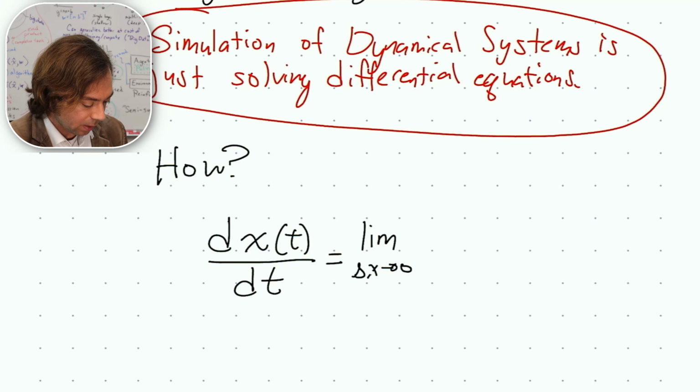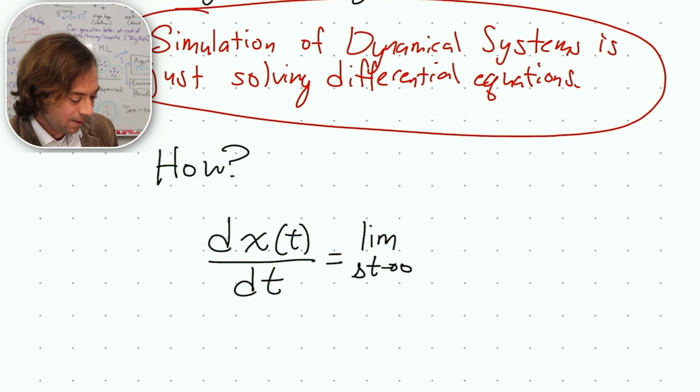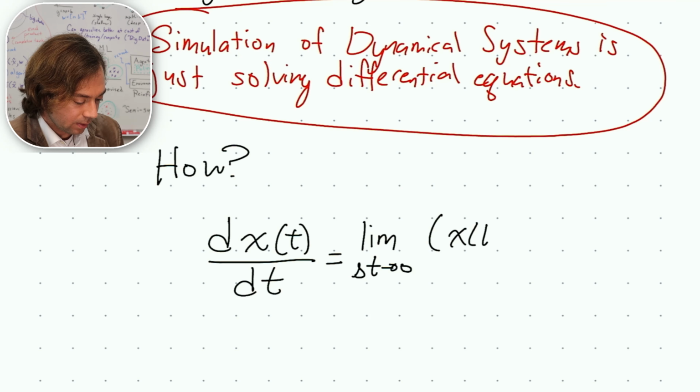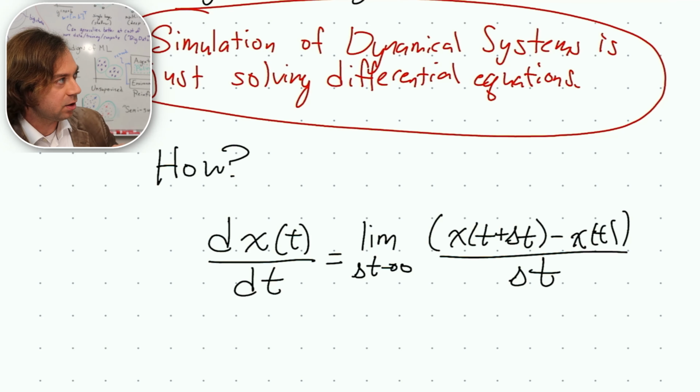Sorry, delta t. I apologize. Delta t, of the quantity x of t plus delta t minus x of t, all over delta t. I jumped straight to the math. I shouldn't have done that, right?